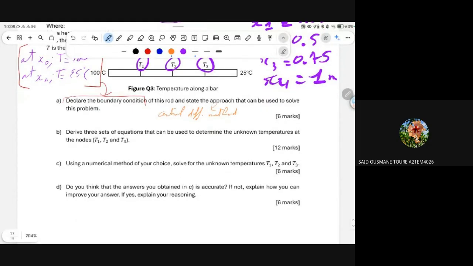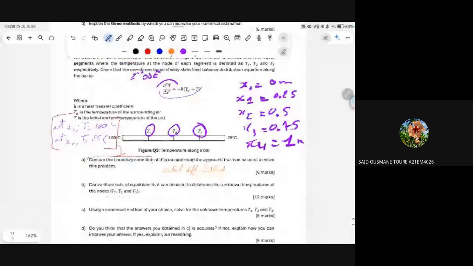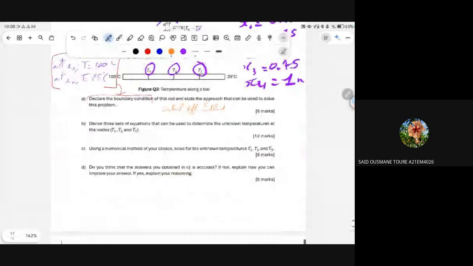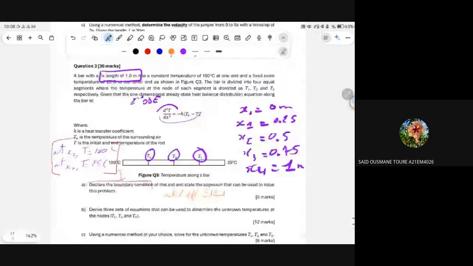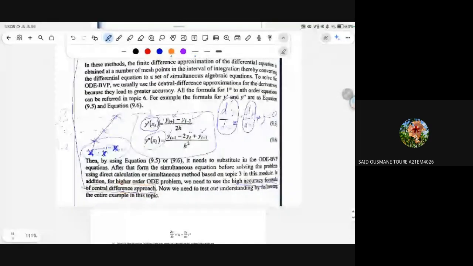Is it clear to everybody for question A? Are there any doubts, problems? Okay. So B, derive 3 sets of equations that can be used to determine the unknown temperatures. Can you repeat this table? To approach. Okay, it's not stable, it's central difference approach. So central difference, we can read these paragraphs together.